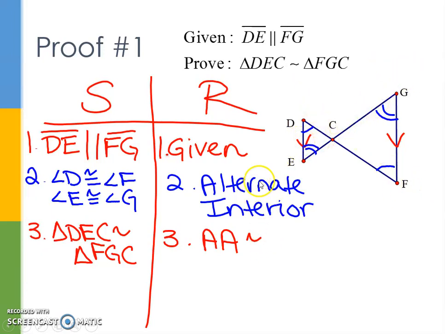So alternate interior angles are congruent. Therefore, this angle, same. This angle, same. Then you can use one of the tools for similarity, angle, angle. So the answer for number 3, you can prove that these two triangles are similar because of the angle-angle theorem. So you have to write angle, angle similarity. Just write the similarity symbol, theorem.